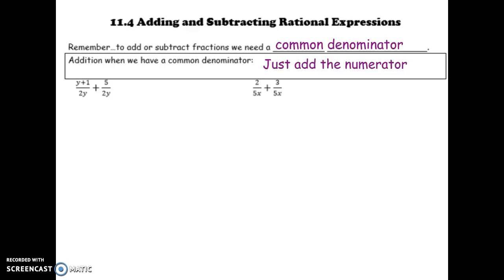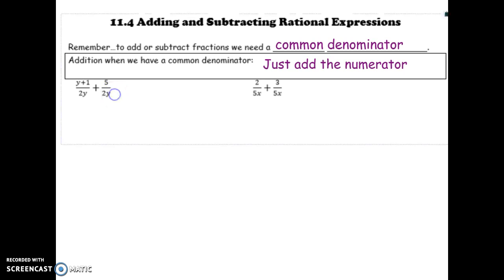Okay, so I just got done telling you that multiplying and dividing fractions was the easy part and adding and subtracting was the crappy part. Well, guess what? Here we go. Remember, to add and subtract fractions, we need a common denominator. And when we are adding and we have a common denominator already, that makes our life actually very easy because we just have to then add.